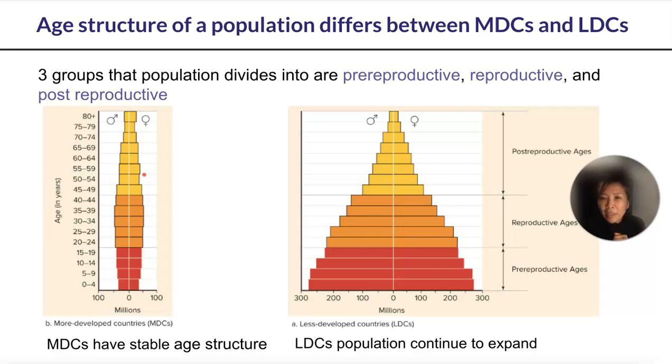whereas in less developed countries, we tend to see populations that are continuing to expand, which means that there are not that many people in the post-reproductive age, so the older age, but you actually have a lot more people that reside in the pre-reproductive age, which would be the younger. Those would be people who are under 20 years old. There's quite a bit here, so you can see that the population is continuing to expand versus in the more developed countries where it's pretty stable.